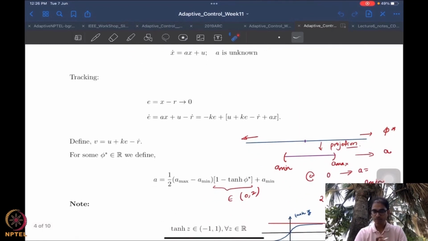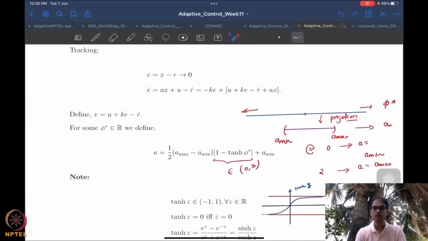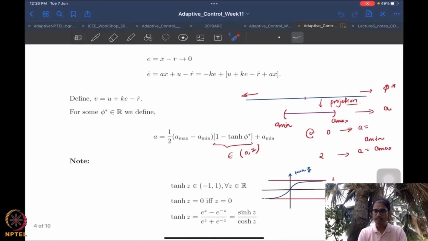How did we do that? We essentially formulated a tracking problem as always. So we also have a tracking error dynamics, right? As always, nothing very new here. And then we redefine the control as this. This is not a big deal because KE and R dot are both known. So obviously I can implement U if I know V and vice versa.